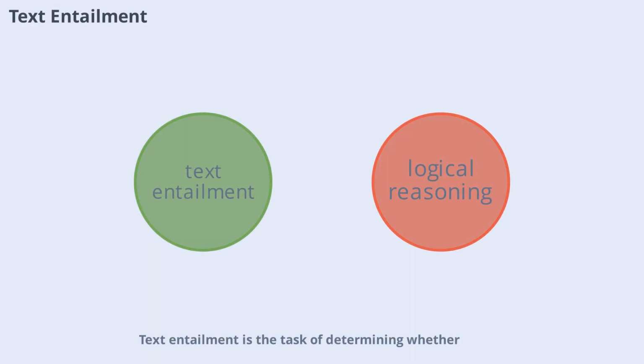Text entailment is the task of determining whether one piece of text logically follows from another. For example, if all dogs bark and Fido is a dog, then Fido barks is entailed. This technique is important for reasoning, question answering, and information retrieval, helping systems draw logical conclusions from text.